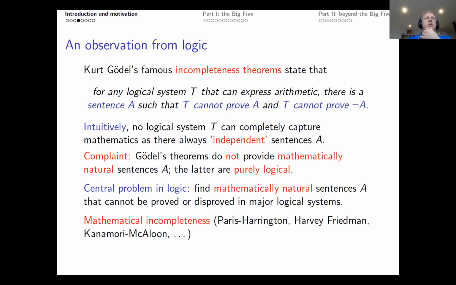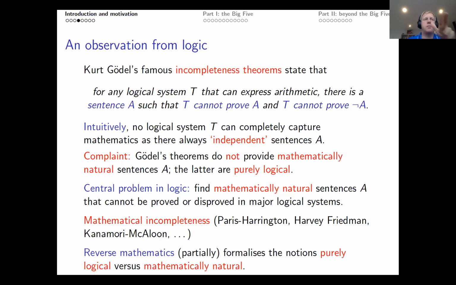And my motivation for reverse math is that it can provide a partial formalization of something that is purely logical versus something that is mathematically natural. That is another motivation from logic, namely this intuitive distinction, purely logical and mathematically natural, can be made more formal, not completely, but it does work.